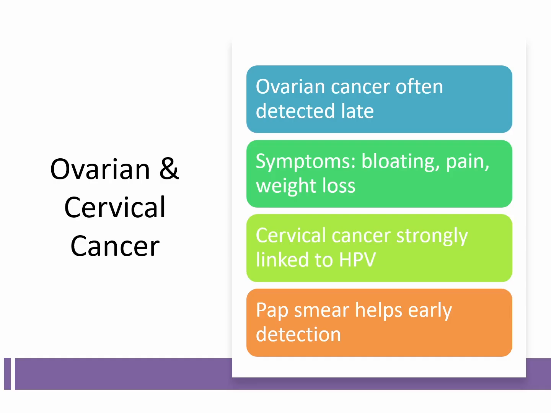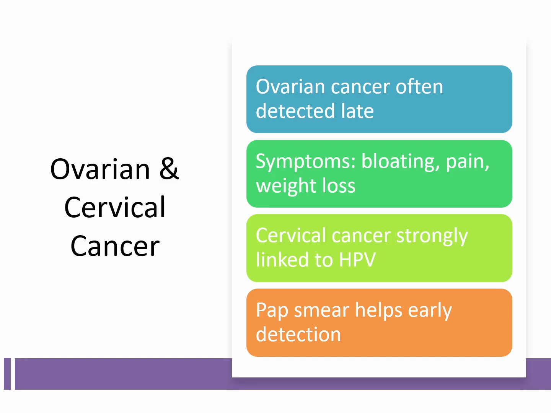Cause and risk factors. So the most important cause is HPV. Other risk factors are multiple sexual partners, prior STIs, smoking, and a weak immune system. Most common symptoms would be abnormal vaginal bleeding, especially bleeding after intercourse. Diagnosis, the main screening test would be a pap smear, and a confirmation would be a biopsy.